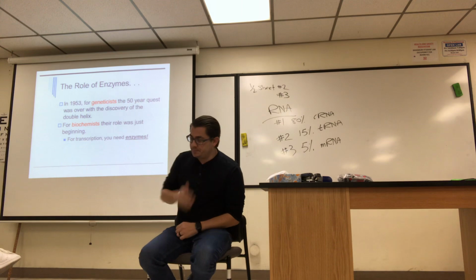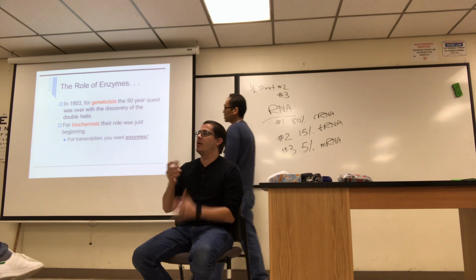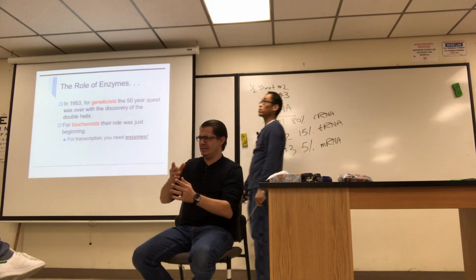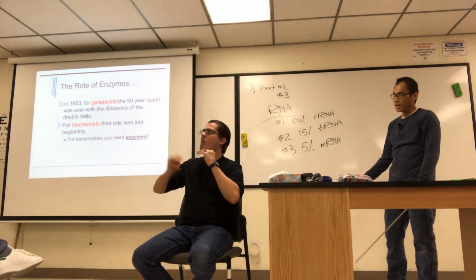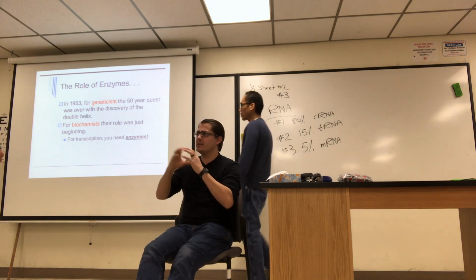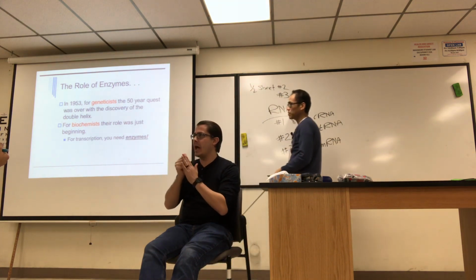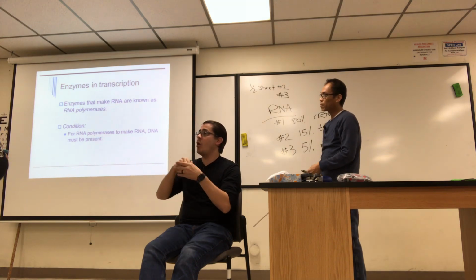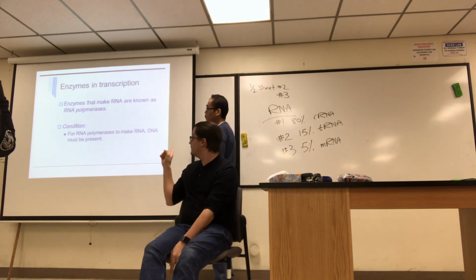But I'm going to give one slide to the role of enzymes. Because in 1953, when Watson and Crick came out with their paper, the geneticists' 50-year quest was over. They figured out which molecules carried the genes. But then to figure out how the cell biology works, that's a job for biochemists. They have to figure out how all the enzymes and all the chemistry works. So there are enzymes involved in transcription, and they're called RNA polymerases. These are the enzymes that make RNA.